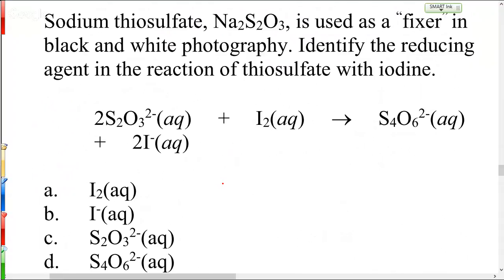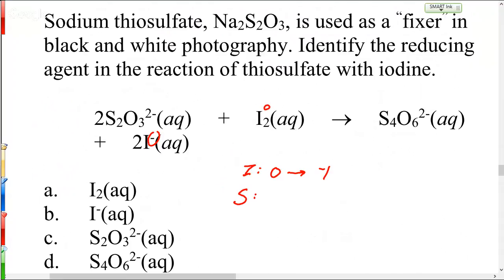So iodine goes from 0. To figure this out, it's best to just write it out so we know. Iodine in this reaction goes from 0 to -1. Everybody see that? It's 0 here, and it's -1 here. And then oxygen is going to stay the same, but sulfur in that other compound is going to go from, let's see.